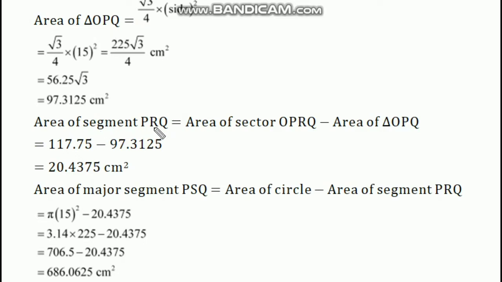Then the area of segment PRQ equal to area of sector minus area of the triangle. So then we will get 20.4375 centimeters square. Next we need to find out the area of the major segment of the circle. So the major segment of the circle is area of circle minus area of the minor segment. Minor segment we found. Subtract these two. So if you subtract it, we will get the answer 686.0625 centimeter square, the area of the major segment. And the area of the minor segment is 20.4375 centimeters square.